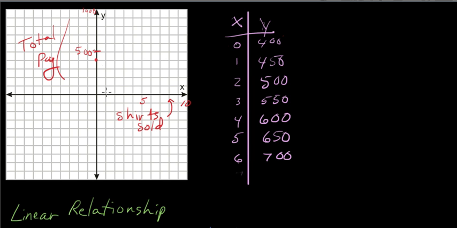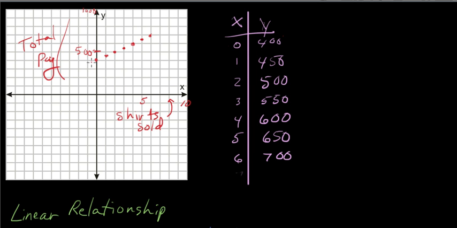1 and 450. 1 and 450 goes right here, halfway up. 2 matches up with 500. So there's 2 on the x-axis and 500 on the y-axis. 3 is going to be halfway up, and that's going to be right there. And 4 is going to be 600 LE. And 5 is 650 LE, and 6 is 700 LE.